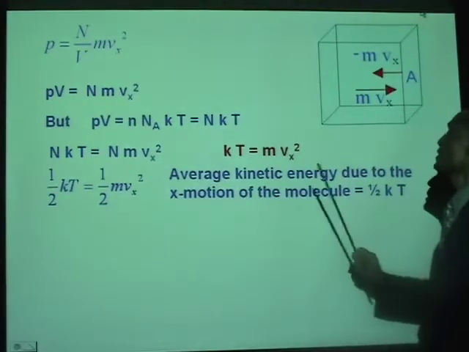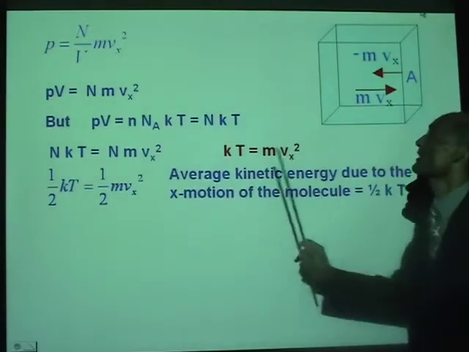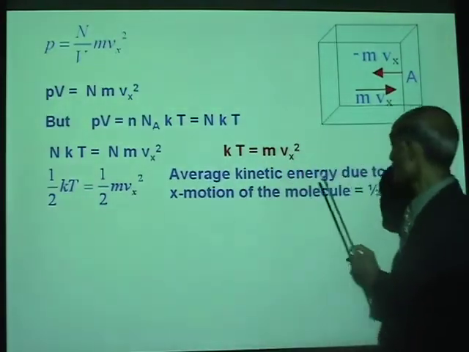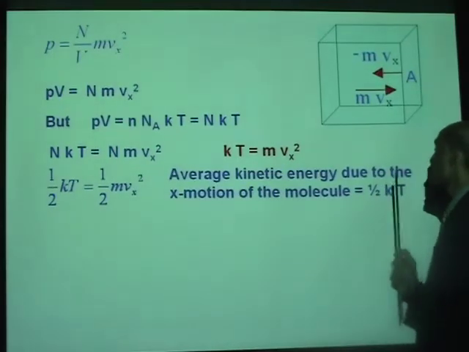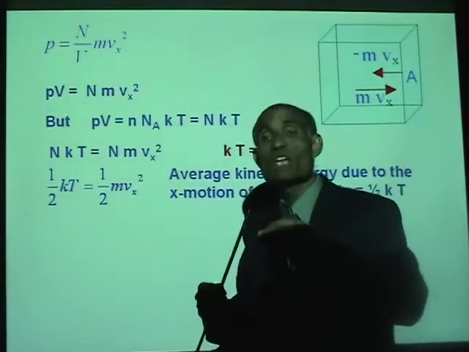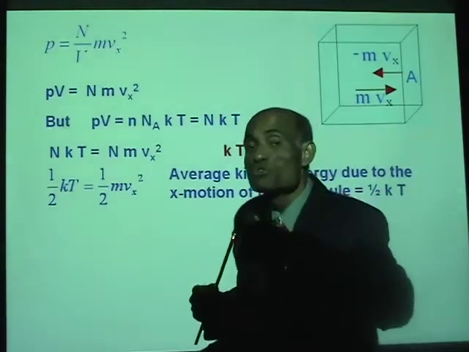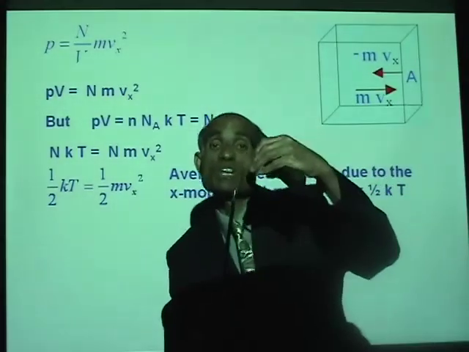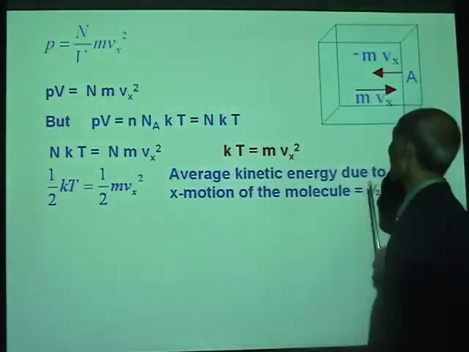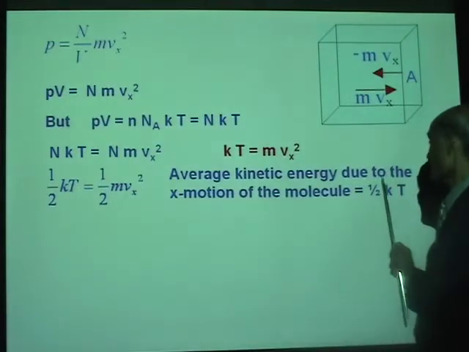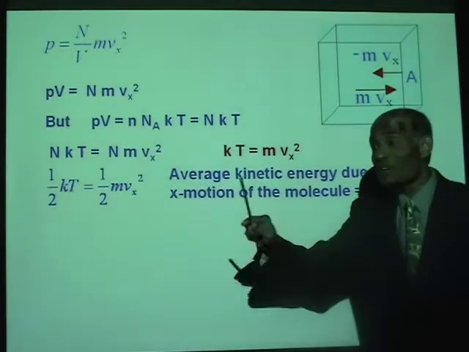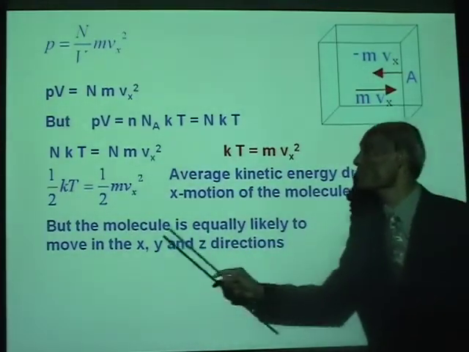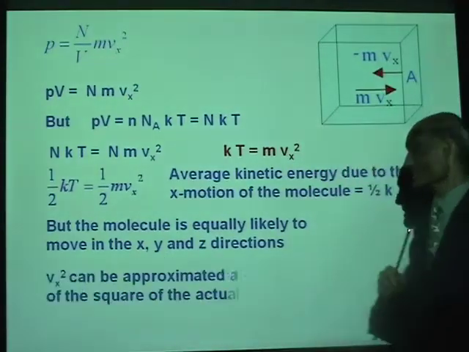Average kinetic energy due to the x motion of the molecule, therefore, is 1/2 kT. A very important result. The average kinetic energy due to the x motion is 1/2 kT. Therefore, what will be the average kinetic energy due to the y motion? It will also be 1/2 kT. What will be the average kinetic energy due to the z motion? It will also be 1/2 kT. So, average energy due to x motion is 1/2 kT, but the molecule is equally likely to move in the x, y, and z directions.